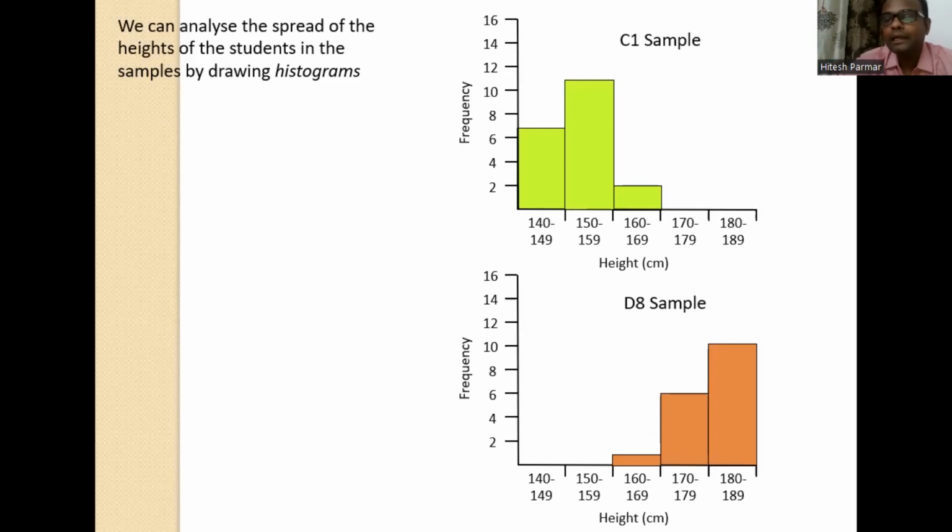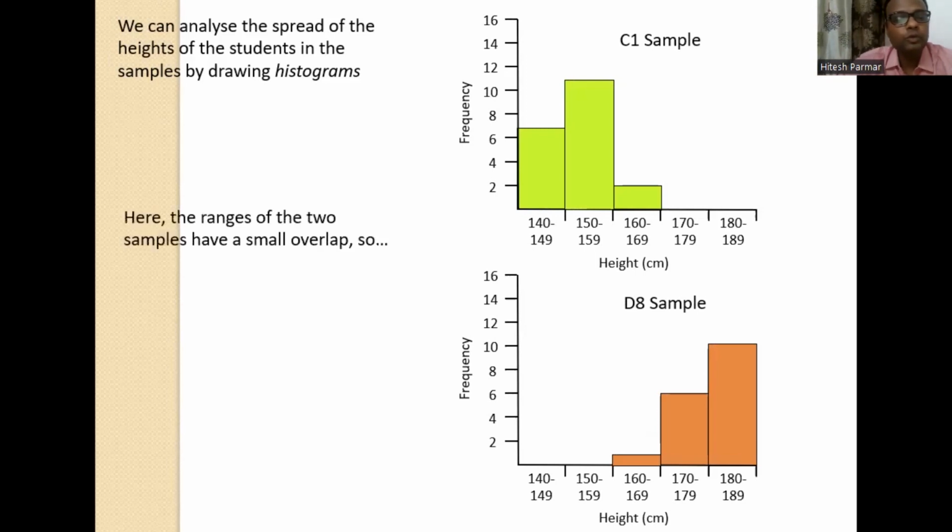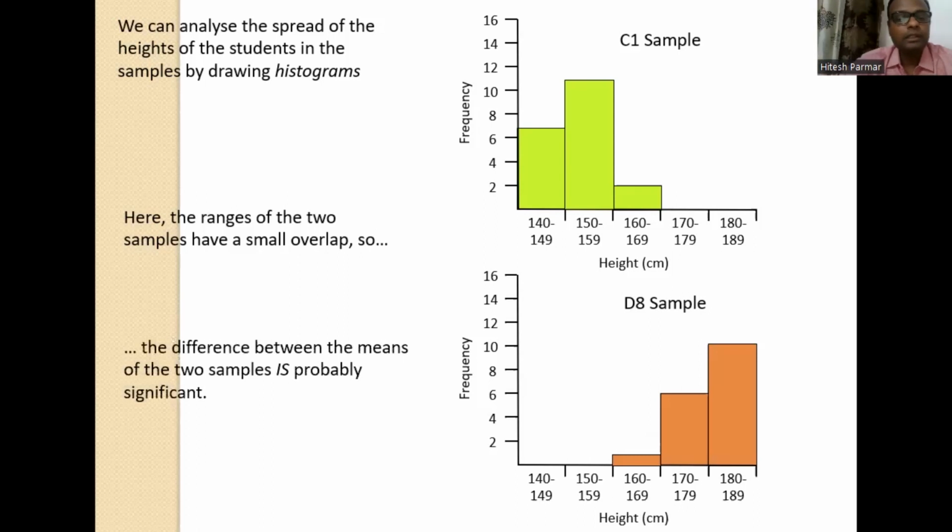The overlapping category is very small, 160 to 169, very small overlap, right? So here the ranges of the two samples have a very small overlap. So the difference between the mean of these two samples is probably significant, right? If we test this, then probably it will turn out to be a very significant difference because of a very small overlap. That is the reason.